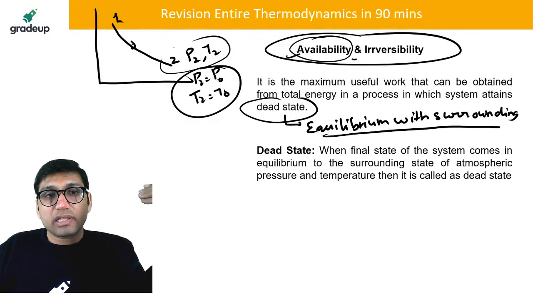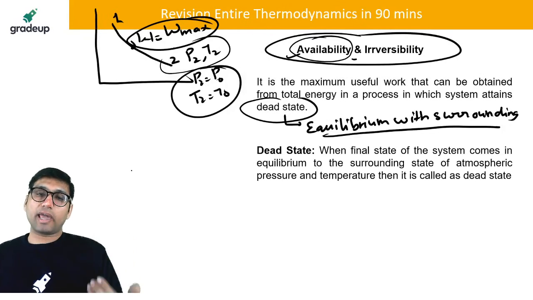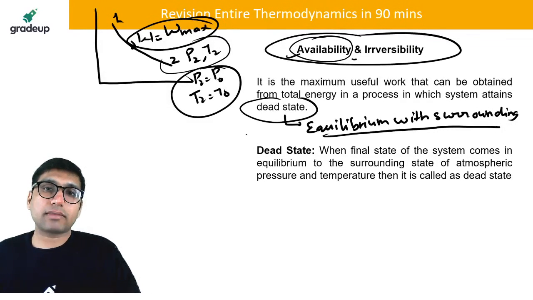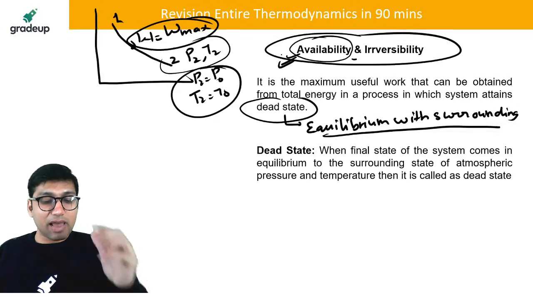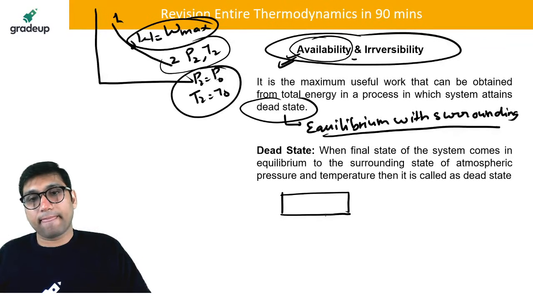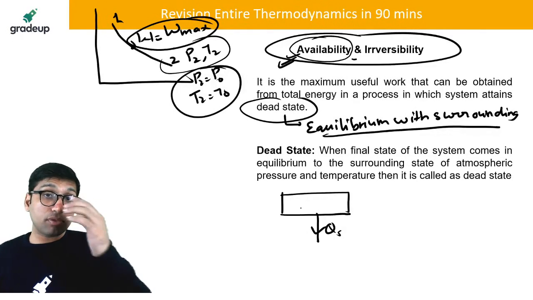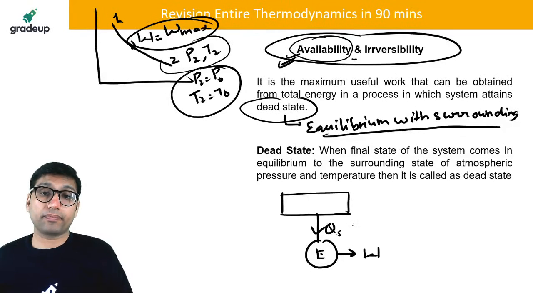Now in that situation, the work that you will be obtaining from this process will be a maximum work. Okay, that work will be called as maximum work, and that maximum work will be called a maximum available work or available energy. Suppose we are having a heat engine. You have found some source of heat and you are giving that heat to a heat engine, and by that heat it is doing some work W.